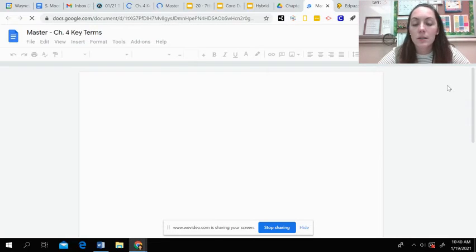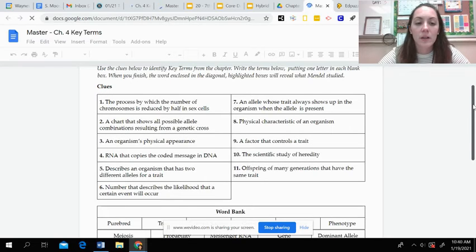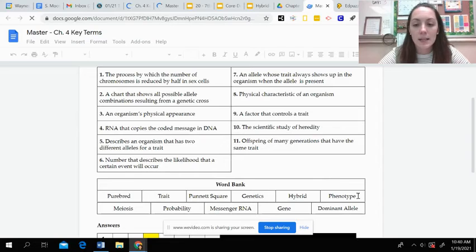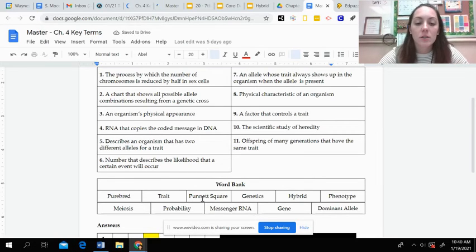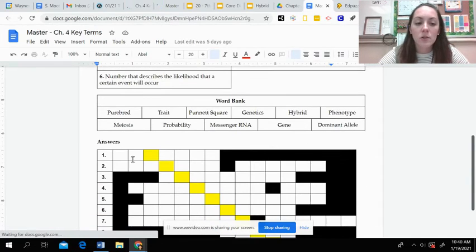Once this loads, you have 11 clues, and then there's a word bank here that has the key terms that you need to match with the clues. If you want to just use the glossary instead of trying to flip through all 4 sections, you can look up these key terms and then match them with the definition. Once you know what answer goes with the clue, you're going to type that answer into these boxes.